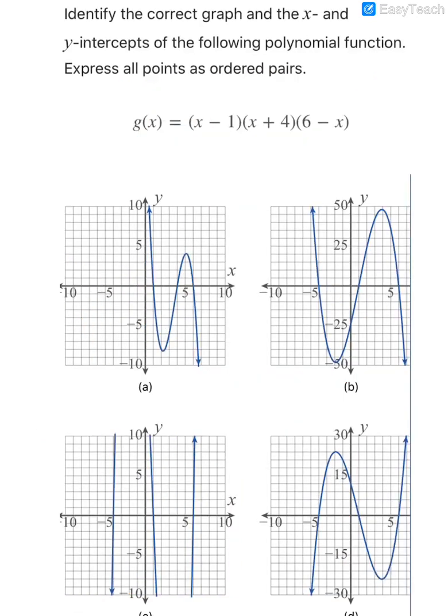Okay, in our second example, notice they already have it factored for us, but they're still wanting us to find our x and y intercepts and then express them as ordered pairs and identify the correct graph.